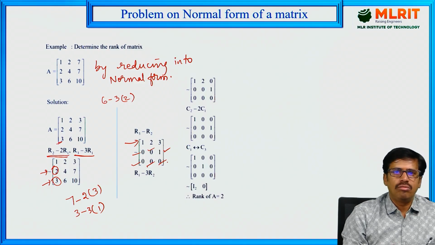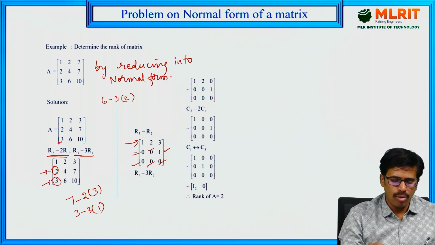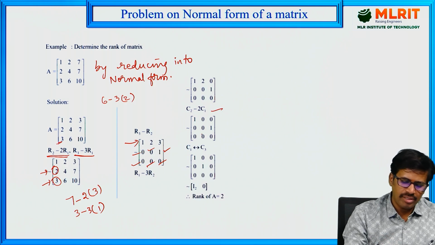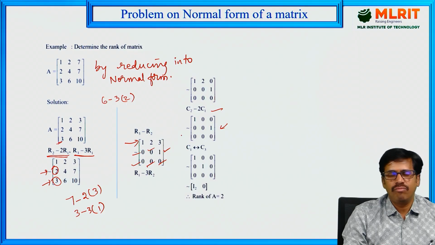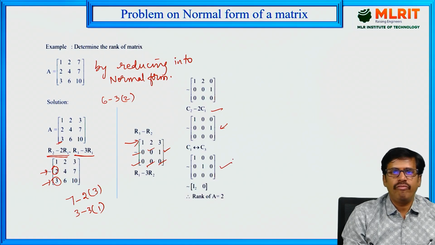Now our aim is to reduce it into normal form. Now using some column operations, the given matrix is reduced like this. Again interchanging the first column and third column, we get this. So we completely got the identity matrix of size 2 by 2.